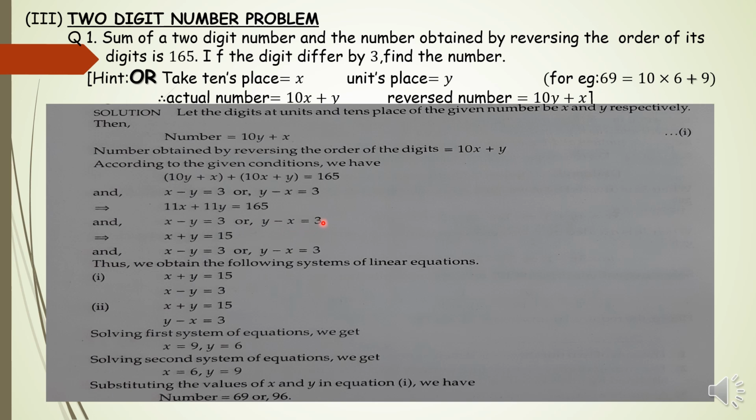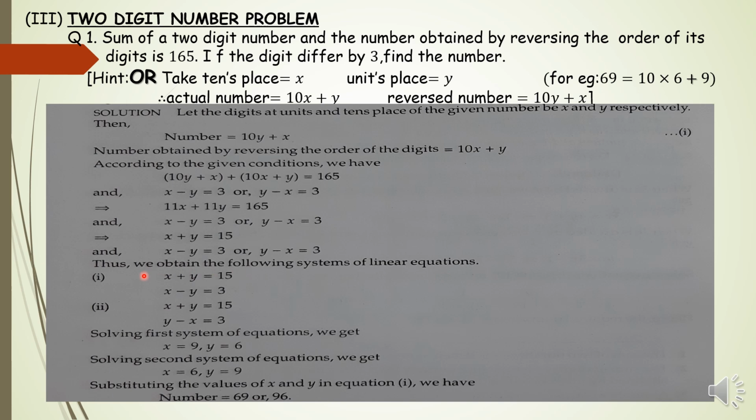From this equation, 11x plus 11y is equal to 165. Dividing throughout by 11, we can write x plus y is equal to 15. The next equation is x minus y is equal to 3 or y minus x is equal to 3. We have two conditions. Thus, we obtain the following system of equations.